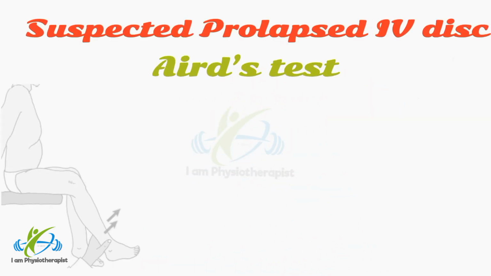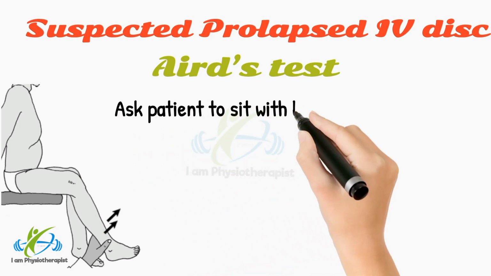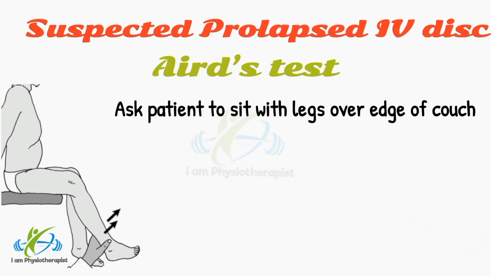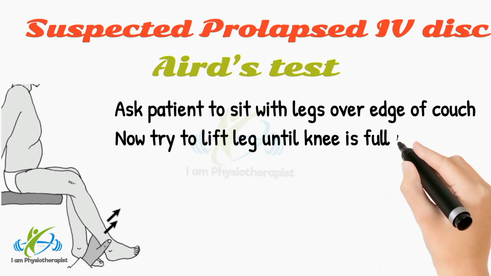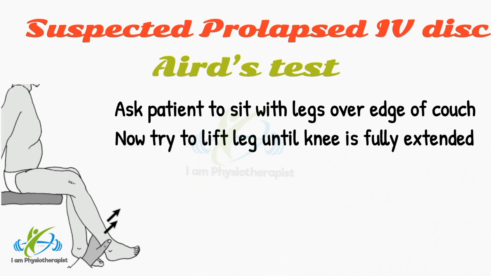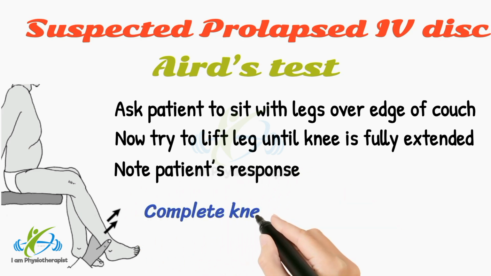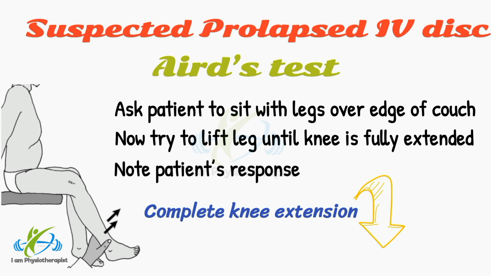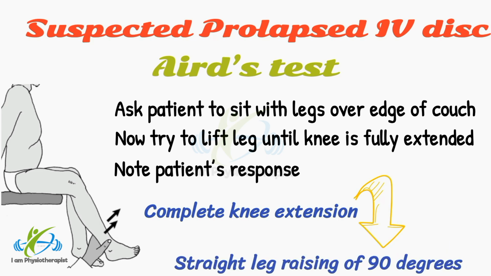EDS test. Alternatively, ask the patient to sit with the legs over the edge of the examination couch. Now try to lift the leg until the knee is fully extended, and note the patient's response. If complete knee extension is achieved in this position, it is equivalent to a straight leg raising of 90 degrees, and suggests a negative straight leg raise test.